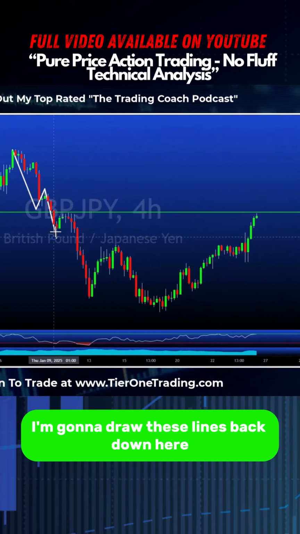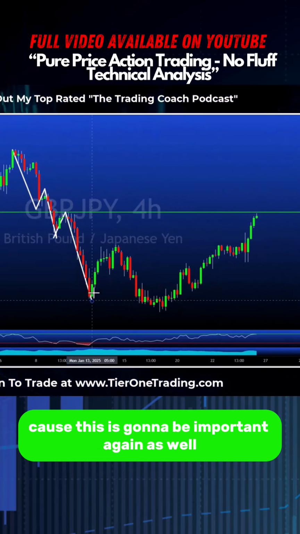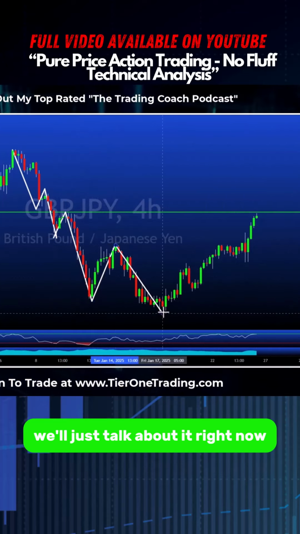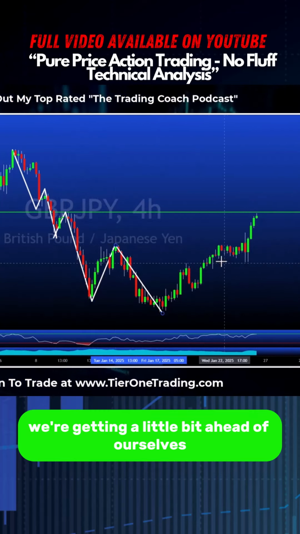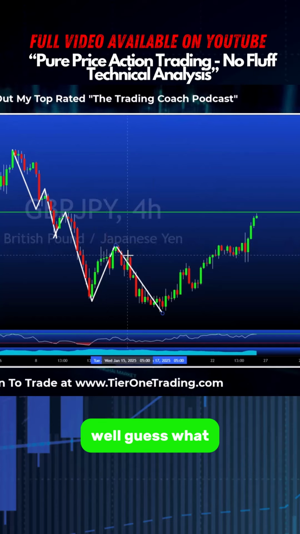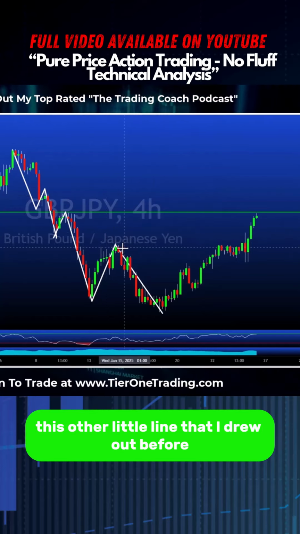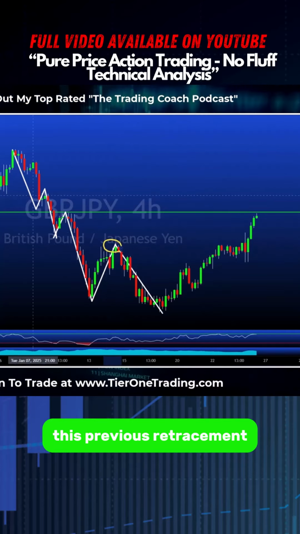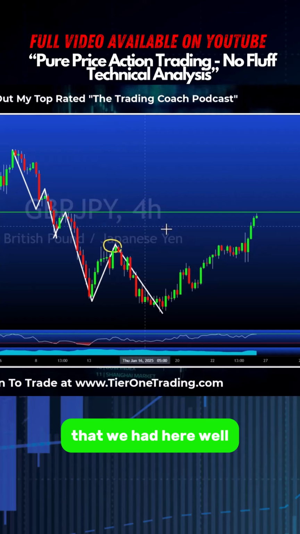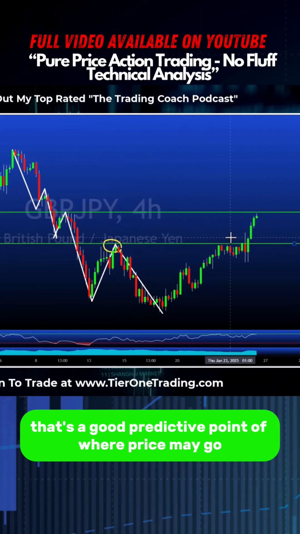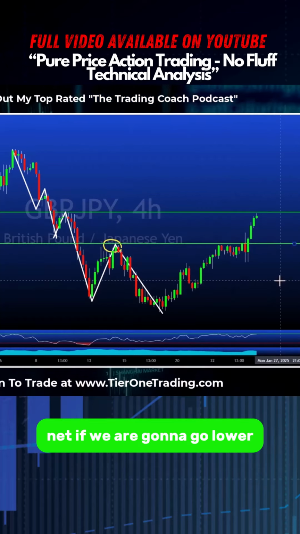I'm going to draw these lines back down here because this is going to be important again as well. I'll just talk about it right now. As far as targets go, and we're getting a little bit ahead of ourselves, right? Well, guess what? This other little line that I drew out before, this previous retracement that we had here, well, that's a good predictive point of where price may go next if we are going to go lower.